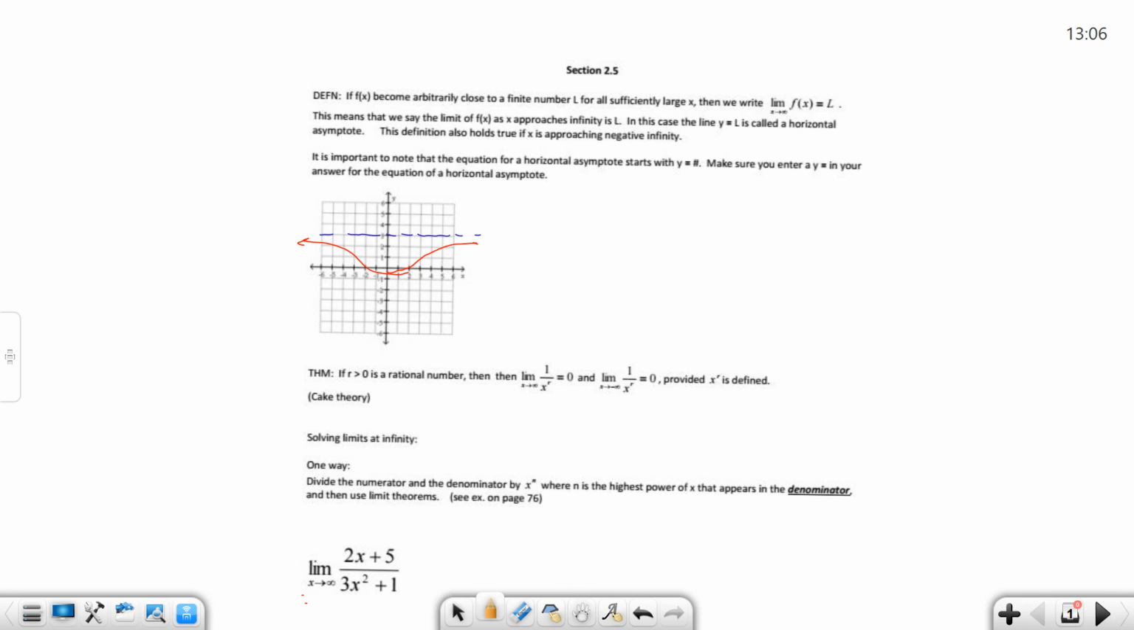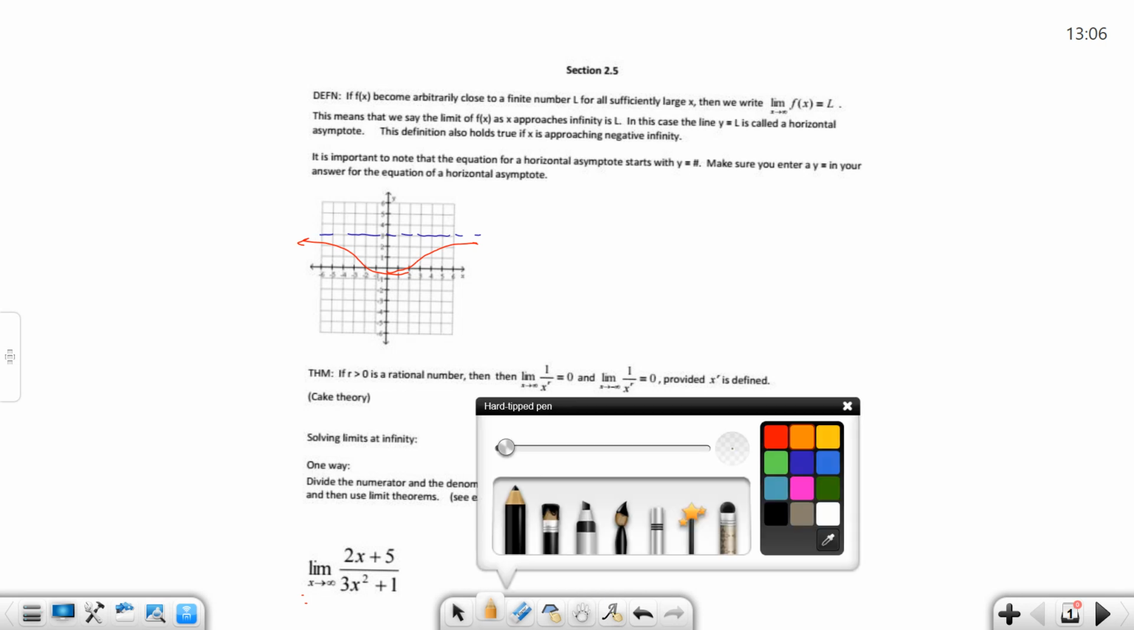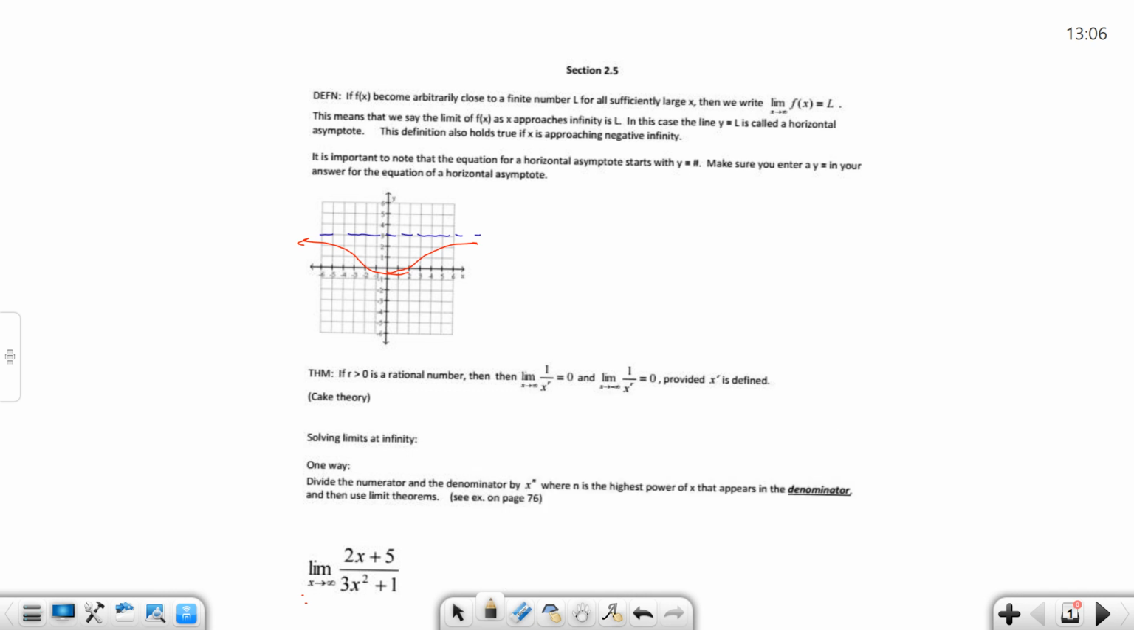Okay, in this section we're talking about limits as x approaches infinity. In our last sections we were talking about limits that were going up and down, for y approaching infinity or negative infinity. So we're switching it to x here. These are called limits at infinity. You have your definition at the top. You'll also see, it's also in your textbook of course, your definition of horizontal asymptote here.